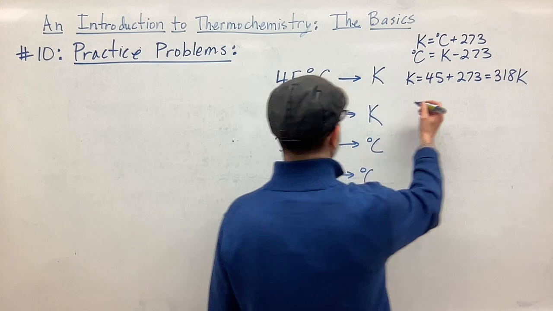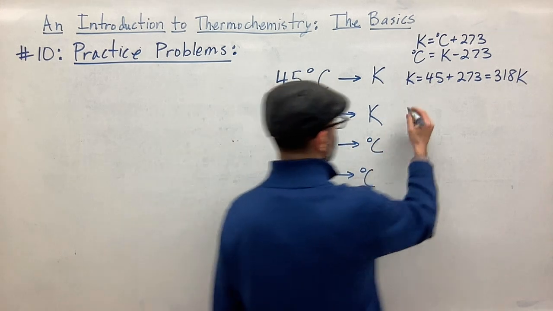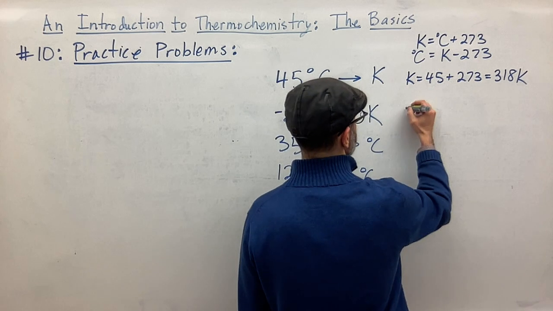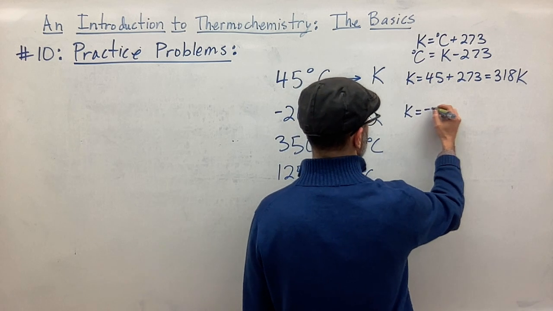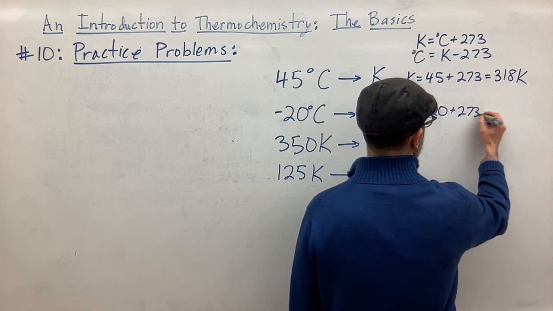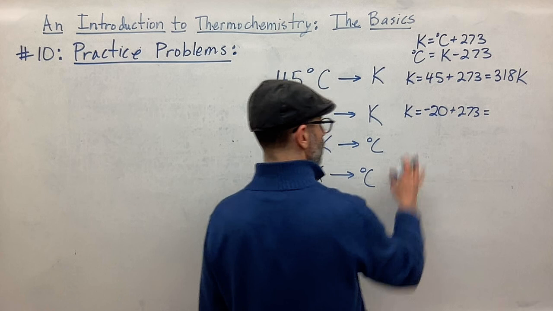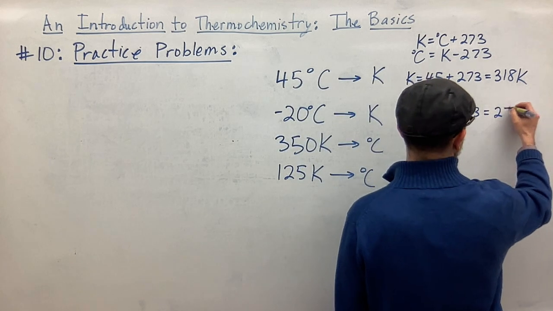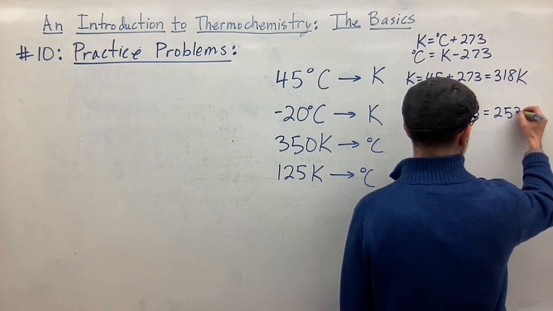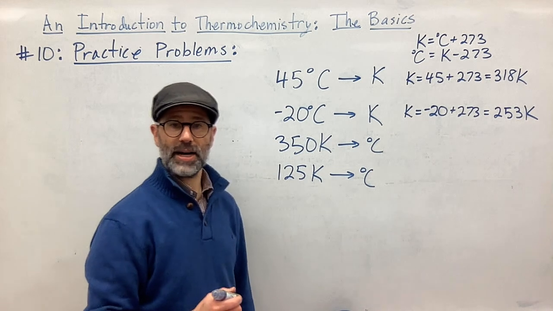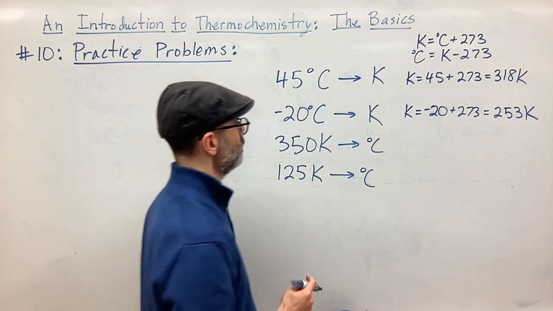Okay. Next, I have negative 20. Again, same equation. So K is going to be equal to negative 20 plus 273. Basically, I'm subtracting 20 from this, so it's going to end up being 253 Kelvin. So that's how I got that number there.